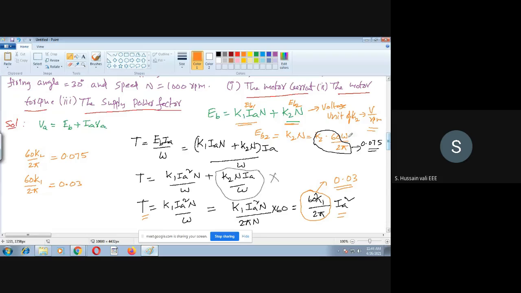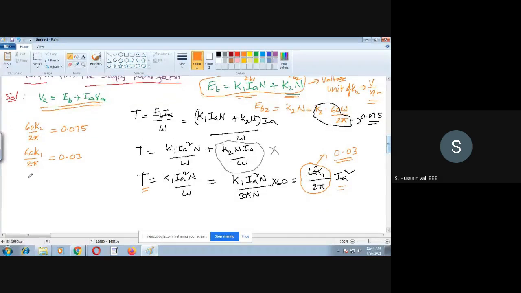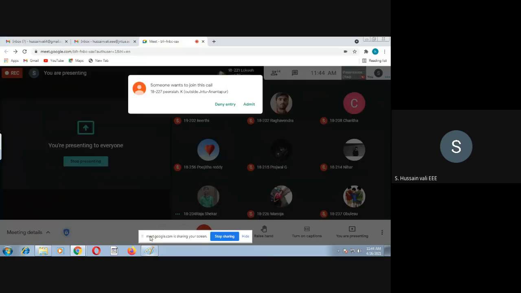So now we will use this equation once again. To use this equation, I told you already that we need this equation here. We'll bring this equation here. So EB is equal to K1 IA N plus K2 N.